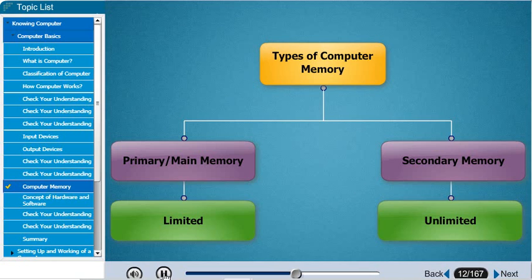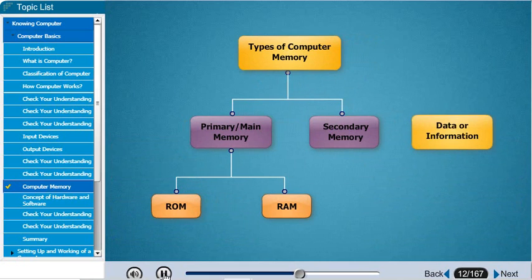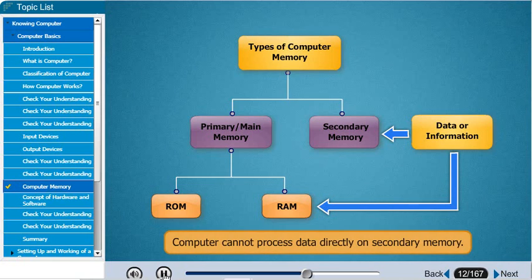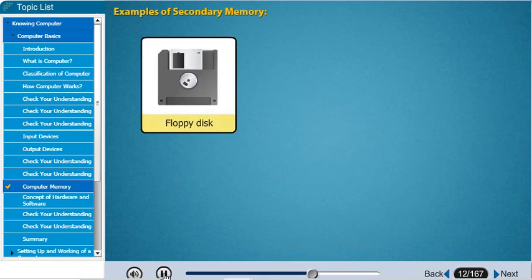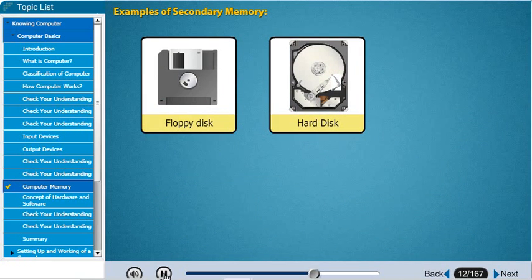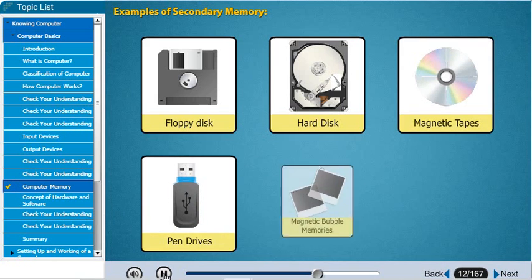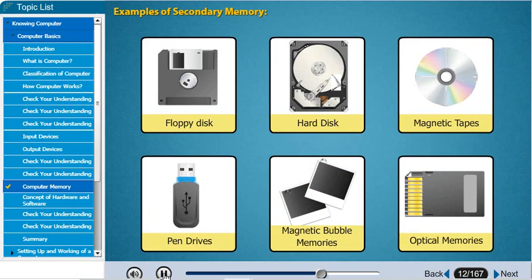Let us understand why it is secondary. Any data or program that is kept on secondary memory needs to be copied on RAM to get used by the computer. Computer cannot process data directly on secondary memory. Examples of secondary memory are floppy disk, hard disk, magnetic tapes, pen drives, magnetic bubble memories, and optical memories.